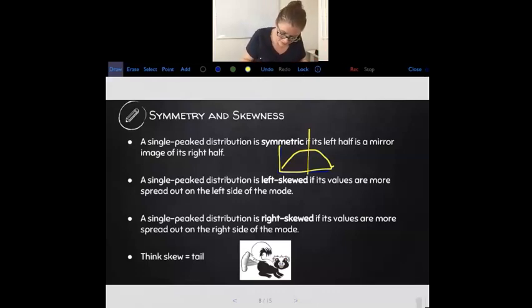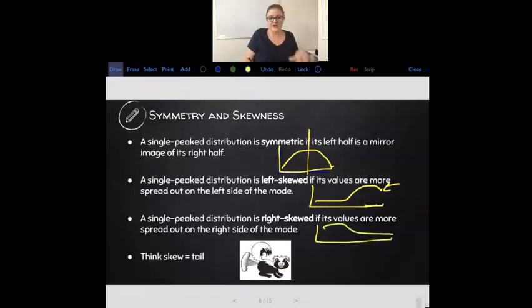So let me draw this graph. If the data values are more spread out over the left side of the mode, we get something like this yellow line here. And then a single peak distribution is right skewed if its values are more spread out on the right side of the mode, so going the other way. Notice our little skunk here. Skew corresponds to the tail of the data set.